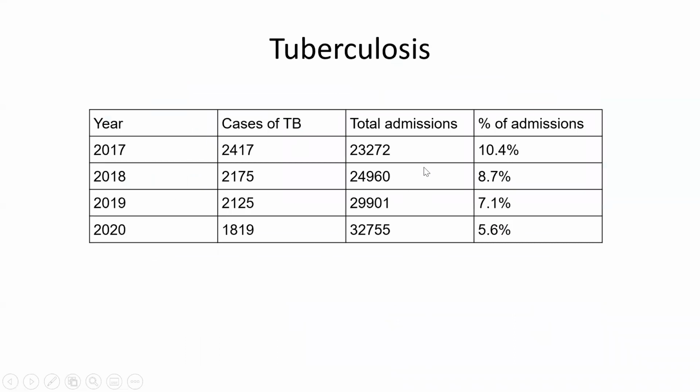Just to underline this, the percentage of overall admissions from TB, again, the number of cases of TB have fallen a bit, still 1,800 cases of TB in 2020 and 32,000 admissions. So we're down to 5.6% of all admissions are tuberculosis, and that's got to be a good thing compared with almost twice as many cases in 2017. So there has been some improvement in that.